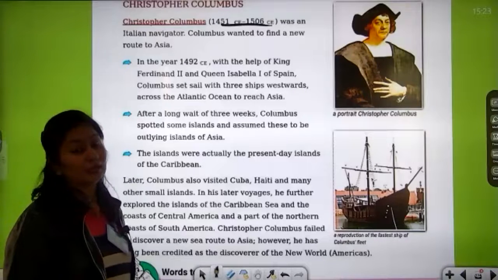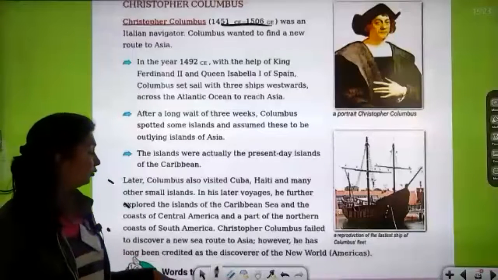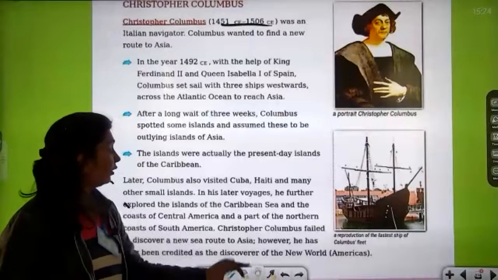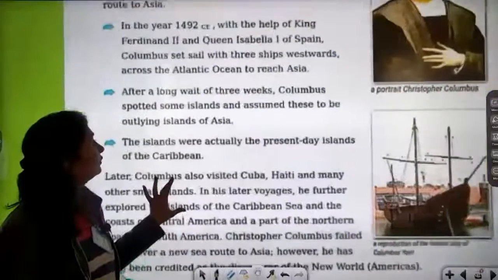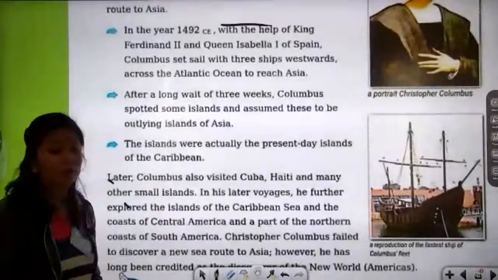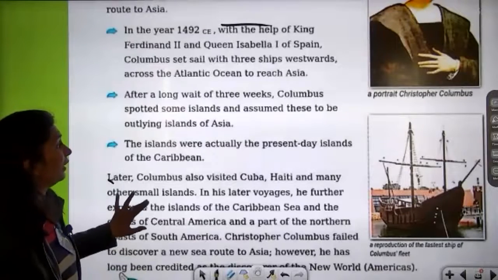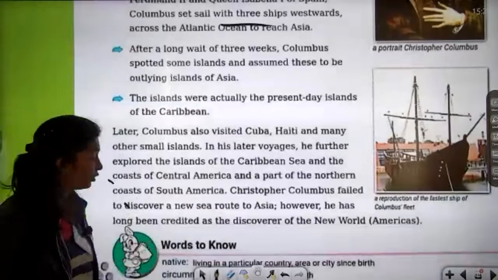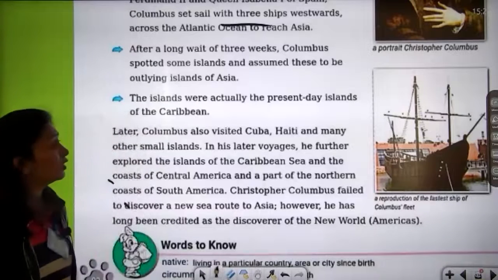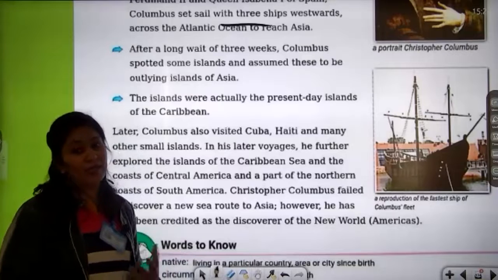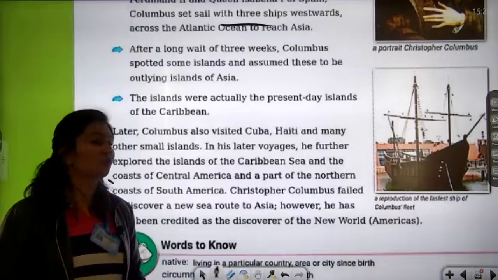Across the Atlantic Ocean, he wanted to reach where? He wanted to reach Asia. Yes, and he started his voyage with how many ships? 3 ships. After a long wait of 3 weeks, Columbus spotted some islands and assumed these to be outlying islands of Asia. Okay. After 3 weeks, he saw some islands, and he thought that these islands may belong to Asia, but this was not so.